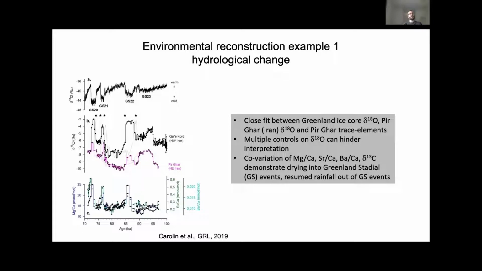Coeval with these, certainly if we take Greenland stadial 22, for example, in addition to a decrease in oxygen isotopes in the Greenland ice core, we see an increase in the oxygen isotopes in the Iranian speleothem, and we see an increase in all three of those trace elements in that speleothem record. As many of you will know, there are multiple controls on the oxygen isotopes, and therefore in this particular study the authors have focused on using three covarying trace elements, the magnesium calcium, strontium calcium, barium calcium, and also the carbon isotopes, which are often ignored, but here they are used to demonstrate drying going into the Greenland stadial events and resumed rainfall coming out of the Greenland stadial events.